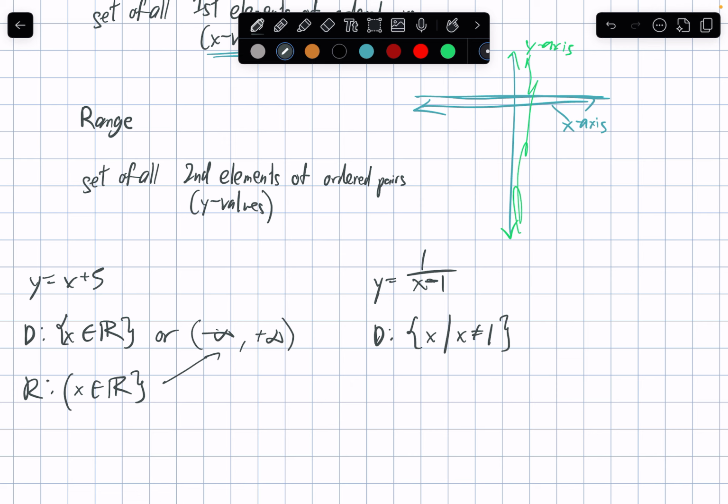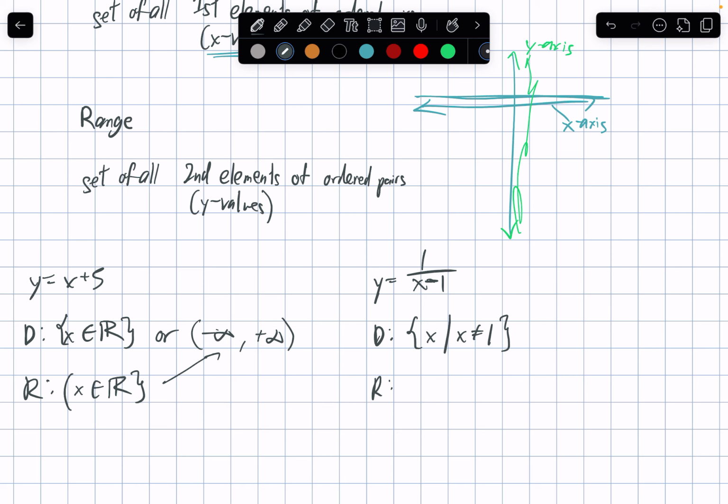So basically, the elements in the domain have to make sure that the function is not going to be undefined. So x equal to 1 doesn't fulfill that requirement, so it is excluded from the domain's set.